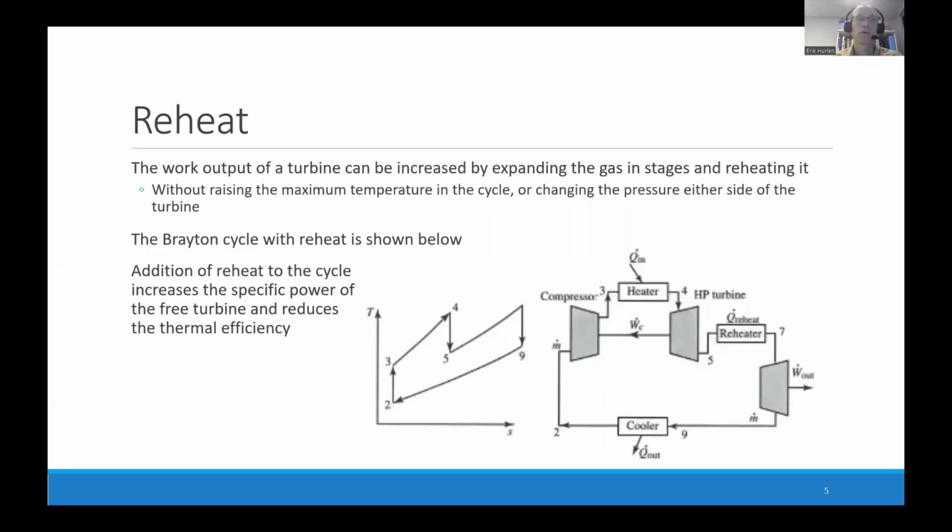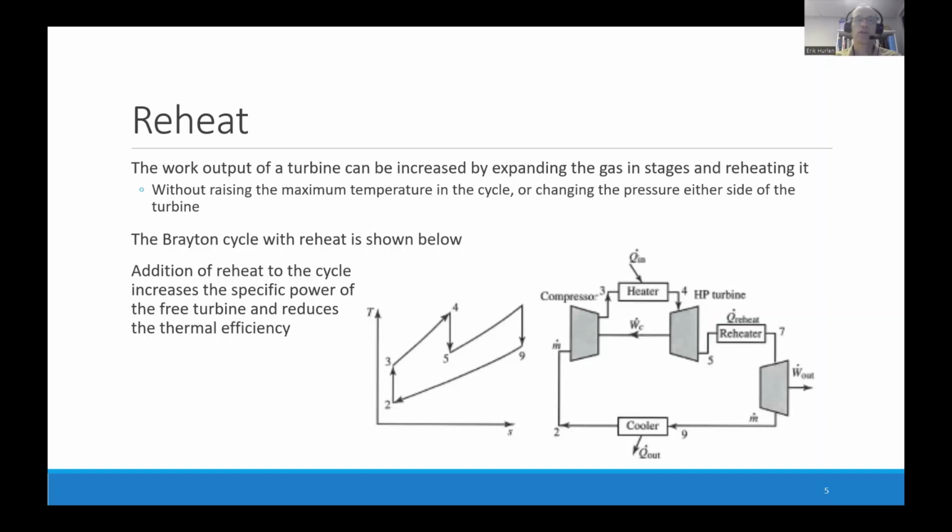The second variant we are going to look at is the Brayton cycle with reheating. The basis of this cycle is the fact that the work output is increased by expanding the gas at higher temperatures. This can be accomplished by expanding the gas in stages and reheating the gas between these stages. This should be done without raising the maximum temperature of the cycle or changing the pressure on either side of the turbine. This looks similar to the free power turbine variant, but here we have a reheater between the 2 turbines. So there's an additional heat in, Q reheat, between the 2 turbines. In general, there could be more than 2 turbines, but we will stick to just 2.